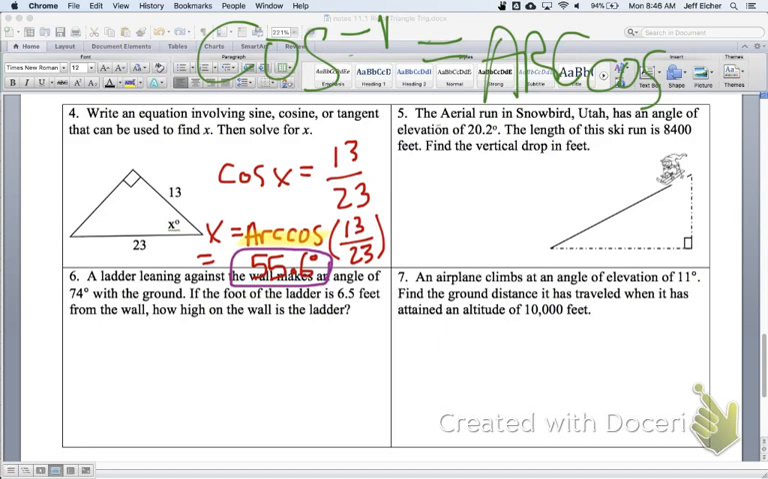On 5, 6, and 7, we have some word problems. I'm giving you the picture on number 5. A ski run in Snowbird, Utah has an angle of elevation of 20.2 degrees. That would be this angle down here, 20.2 degrees. The length of the ski run, that's the part that you're actually skiing down, that would be this part, is 8,400. You want to find the vertical drop. The vertical drop would be this side, is x. See if you could write a trig function and solve it to find the vertical drop. The answer should be less than 8,400, which is the hypotenuse.